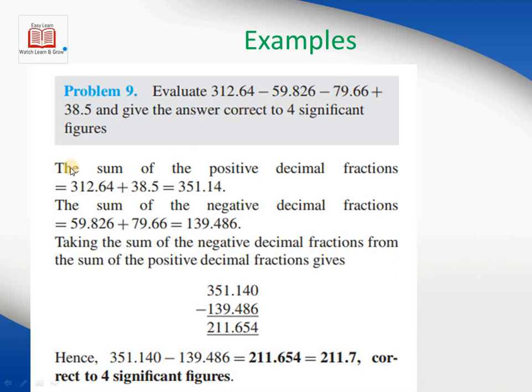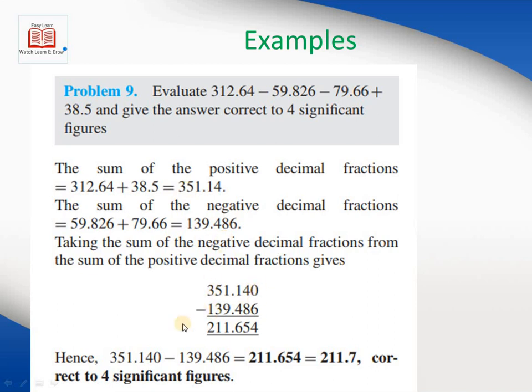We will handle it just as we already discussed in chapter number 1. To make it simple, add the positive numbers separately and add the negative numbers separately. 312.64 plus 38.5, because these are the positive decimal numbers. By applying the procedure the answer is 351.14. By adding the negative numbers, the answer is 139.486. Now write the sum of the positives as positive, and subtract the sum of the negatives from it.